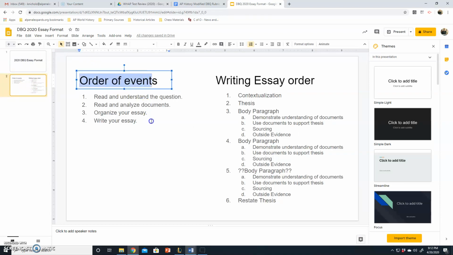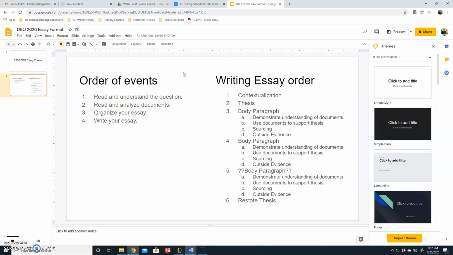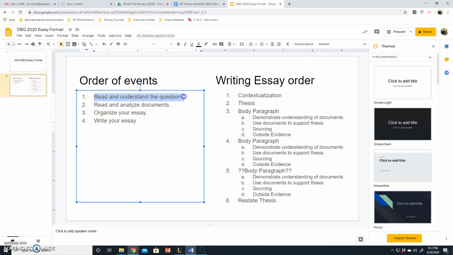The order of events, the day that you take the test: first thing you need to do, cat out of the bag, is read and understand the question. I demonstrated that a little bit yesterday. You read the question and put it in your own words so that you understand exactly what it's asking you. Next, you need to read and analyze all the documents. Read them, but then write a few notes about them. I'm not saying you have to write a bunch, but write a few things down. Maybe highlight a few things or underline them.